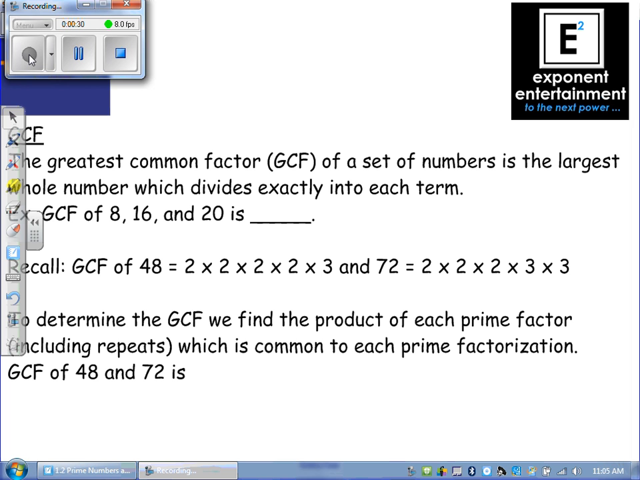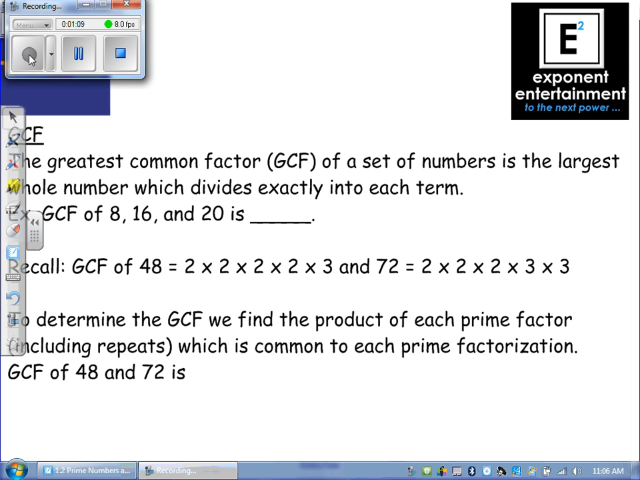So on your sheet, you can see an example. What would be the greatest common factor of 8, 16, and 20? Talk about it with your group and see if you can figure it out. So the greatest common factor is the largest number that divides into all those numbers. What is it? 4. It's pretty simple with small numbers, right?